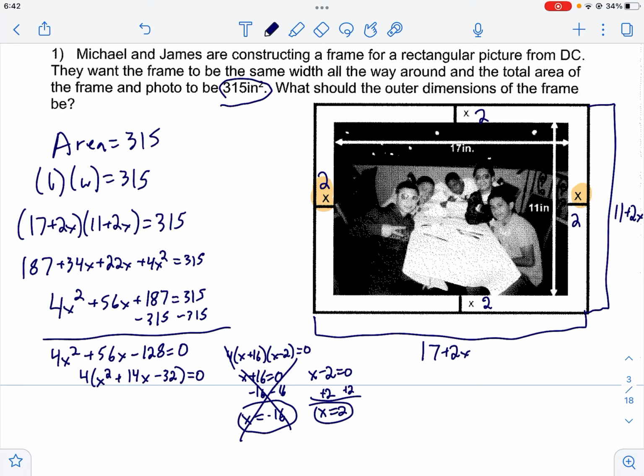Once we do that, we know our final dimensions. So going across, 17 plus 4 would be 21 inches. The height going up and down we know is 11, plus the frame has 2 inches on the top and 2 inches on the bottom, so that would be 15 inches. So the final answer is the dimension should be 21 inches by 15 inches.